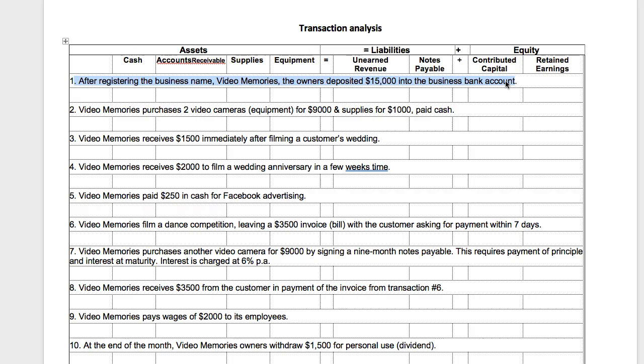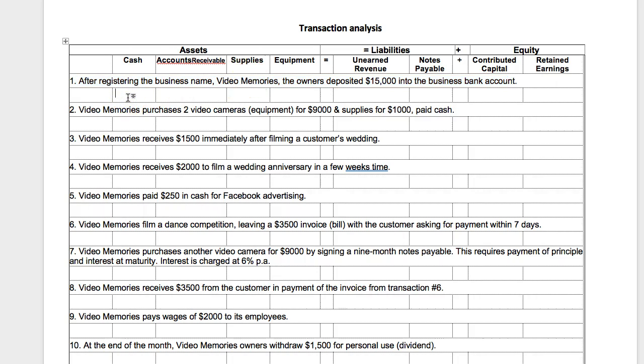Okay, so this is what we would call a business transaction. This is something that the business does in their everyday operations. So in accounting, we want to identify the transaction and then record it into the accounting equation. We need to read this transaction and then see where it would go in the accounting equation. After registering the business name, so this business is brand new, just starting, Video Memories, the owners deposited $15,000 into the business bank account. So how would this impact the accounting equation?